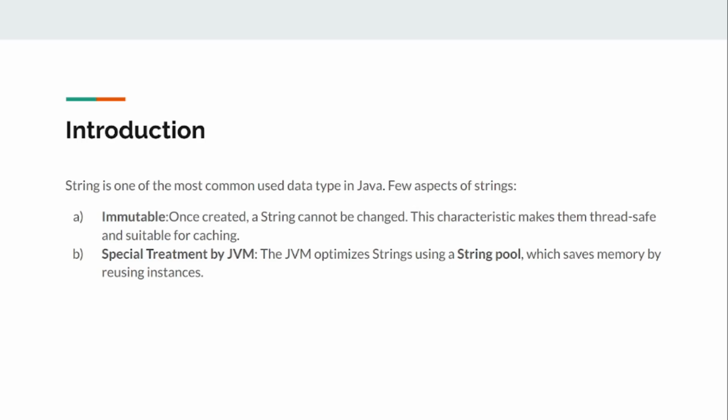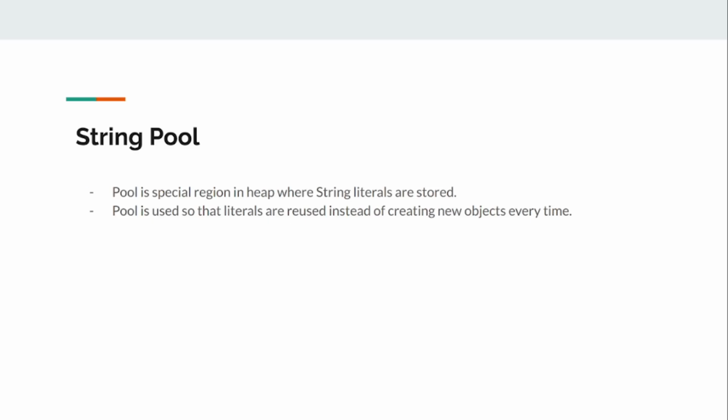Since you cannot change it, this makes strings thread safe. Another key point: to optimize string objects, the JVM uses a special concept called the string pool. What it does is reuse the string literals so it does not have to create the same literal again and again. We'll see this with an example also. So first let's see what a string pool is. The pool is a special region in heap where string literals are stored.